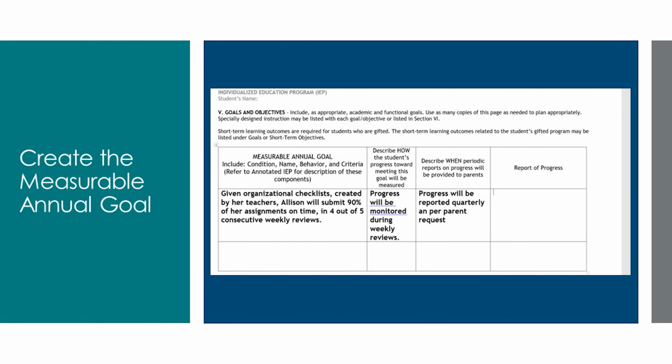Once the measurable annual goal is created and agreed upon by the IEP team, the goal must be inserted into the IEP in the Goals and Objectives section. And as you can see, for this example, we inserted the goal that was just created for Allison. Also, it is important not to forget to fill in the corresponding boxes that go along with the measurable annual goal. So we need to describe how the student's progress will be measured. And in this example, progress will be measured during weekly reviews. We also need to describe when reports on progress will be provided to parents. And this should be done at least quarterly throughout the school year, or whenever a parent requests a report.